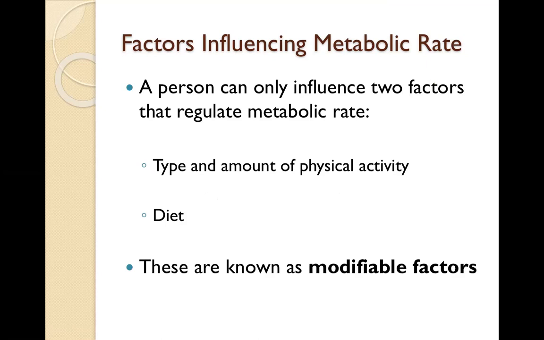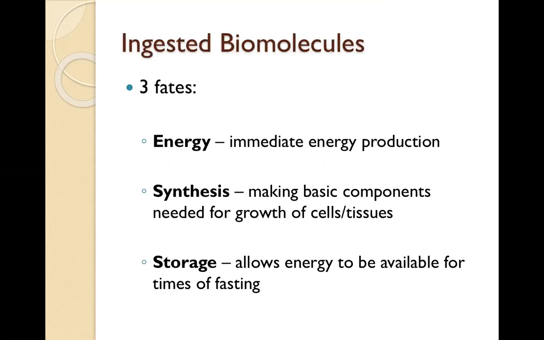So if we look at all the factors that affect metabolic rate, a person can only influence two of them. They can influence the type and amount of physical activity, and they can influence their diet. These factors that a person can actually change are referred to as modifiable factors. All the rest of them are referred to as non-modifiable factors. You can never change your age. You can't change the amount of hormone that's released in your body, things like that. So those are non-modifiable factors.